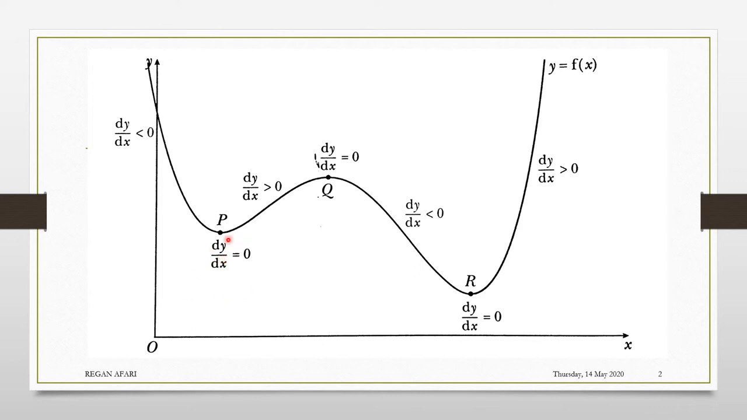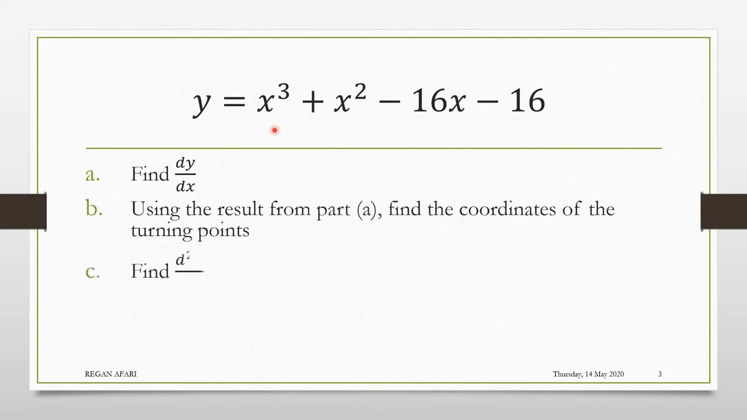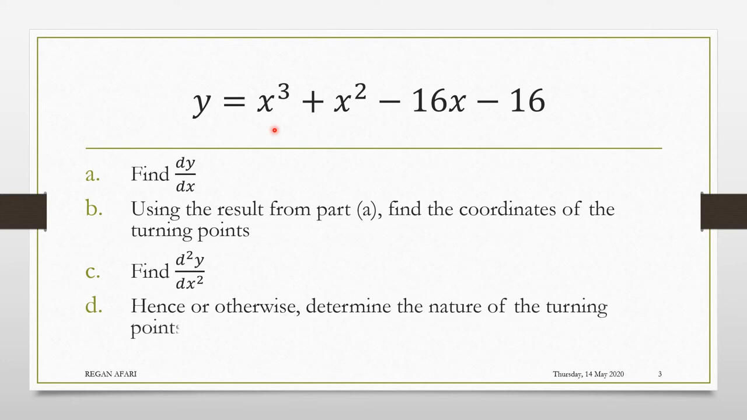Okay, so let's take a question and solve it to see how we will apply these new ideas. So we have a polynomial, a curve like this, y equals x cubed plus x squared minus 16x minus 16. What are we supposed to do? We are supposed to find dy/dx, and then find the coordinates of the turning points, find the second derivative, and then use it to determine the nature of the point.